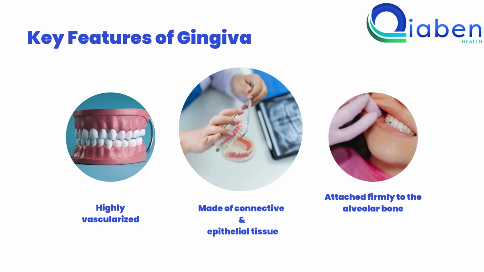To appreciate the gingiva's importance, we need to look at its key features. Though it may appear delicate, the gingiva is a highly specialized and resilient tissue. First, it is richly vascularized, which means it has an excellent blood supply. This supports rapid healing and provides strong immune defense. Second, it has a firm structural composition, created by a blend of connective tissue and epithelial tissue that makes it durable. And finally, much of the gingiva is firmly attached to the underlying alveolar bone, providing stability and helping maintain the integrity of the periodontium.